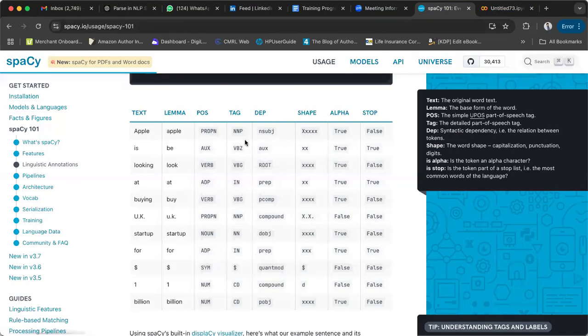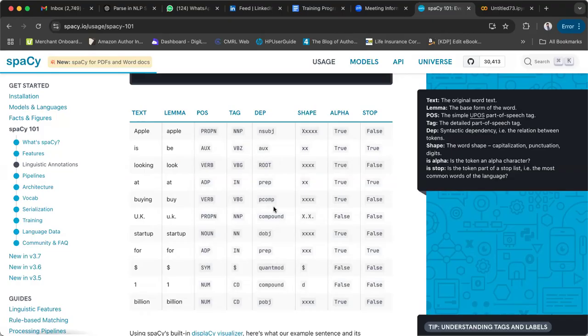So dependency label. Here, Apple is a noun and it is a subject. Is is an auxiliary word. Looking is the root word. It is trying to find out the root word. And at is a preposition. It is again one more grammatical component.